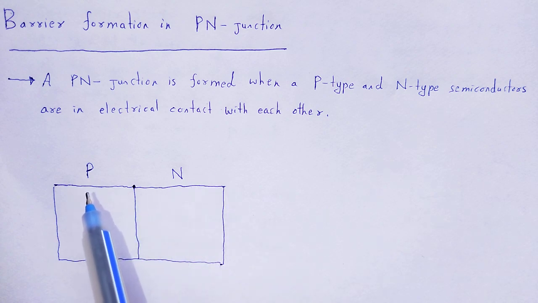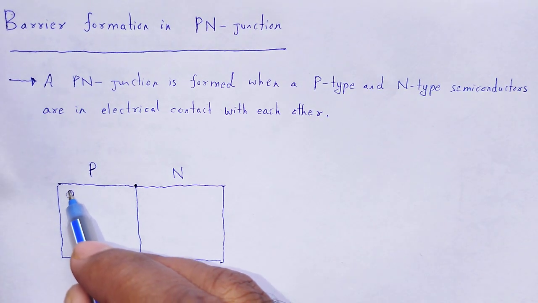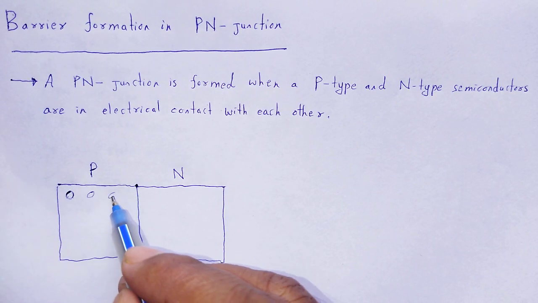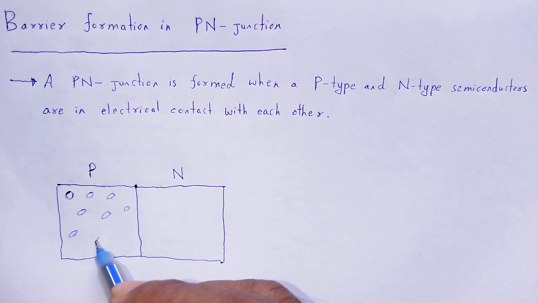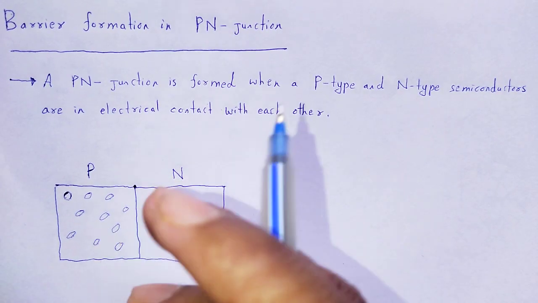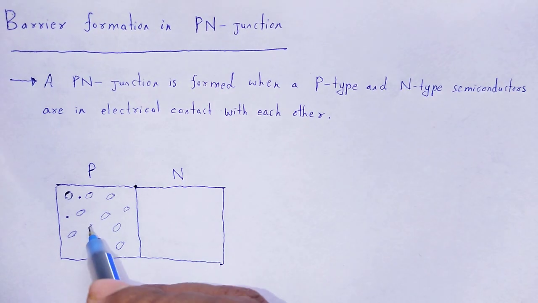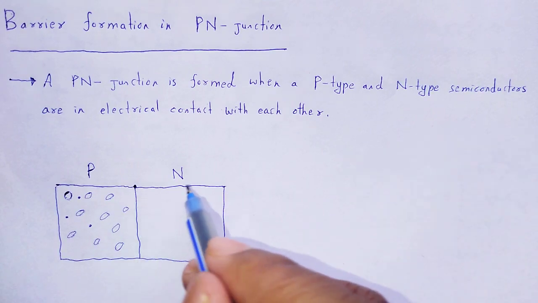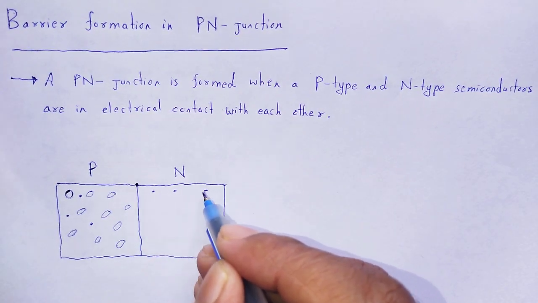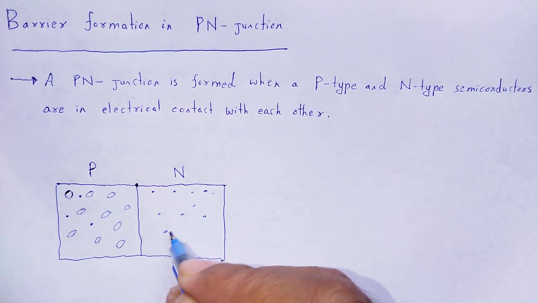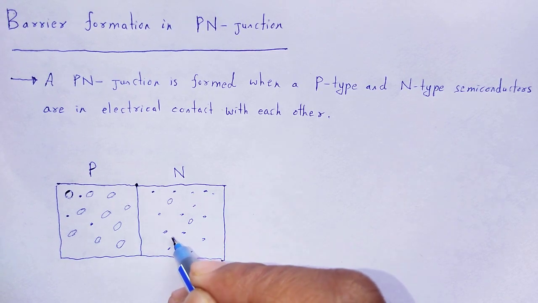In case of P type, the majority charge carriers are holes. These are the majority charge carriers. Some minority charge carriers are also free electrons. In case of N-type semiconductor, the majority charge carriers are the free electrons, and the minority charge carriers are holes.